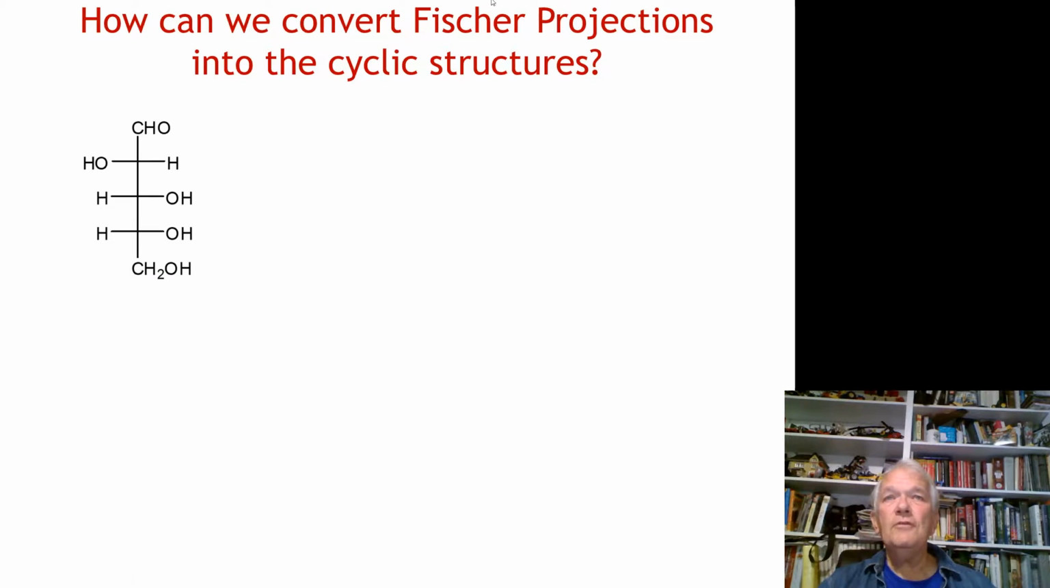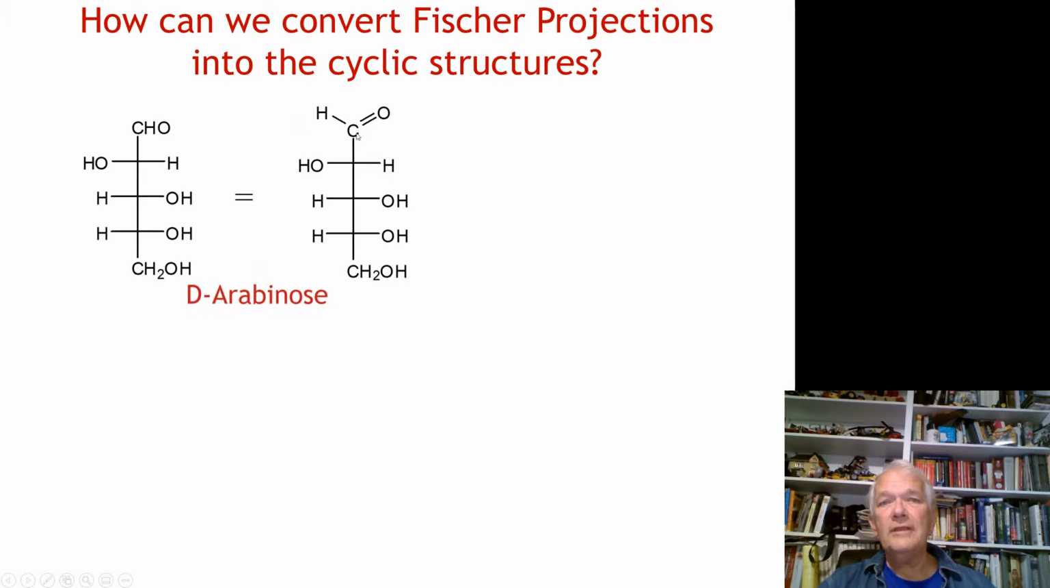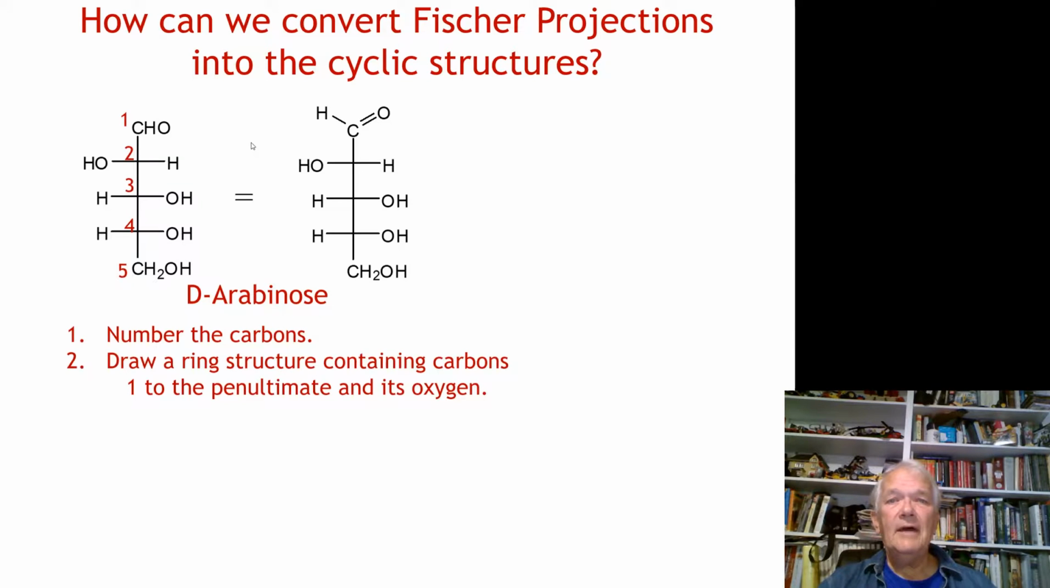Now, how can you go from the Fischer structure to the cyclic structures? Well, the way you do this is, again, I'm simply drawing out the aldehyde here. You're going to form a ring, but the good thing to do first is to number the carbons. So we number our carbons. Then draw a ring structure containing the carbons from carbon 1, the aldehyde, until the penultimate carbon, which means next to ultimate, so this carbon right here. So our hemiacetal is going to be between this OH and the aldehyde up there. So that's going to be our ring.